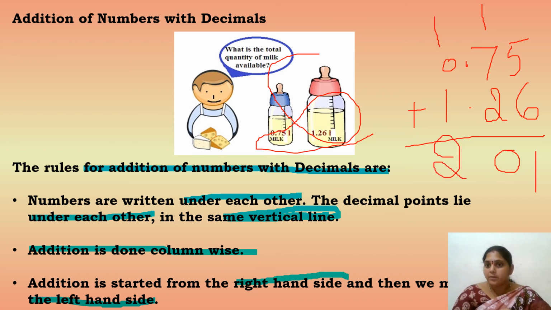Now, you have to put the point also according to the point place. You should not leave it like that. You have to put the point. So what is our total answer? 2.01 liters. This is how we are going to add.